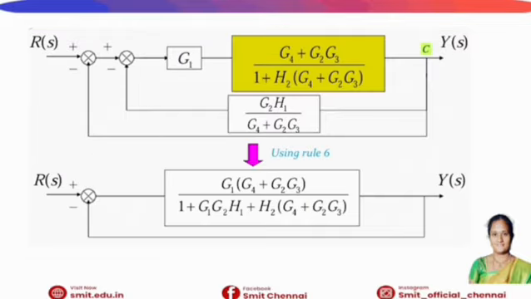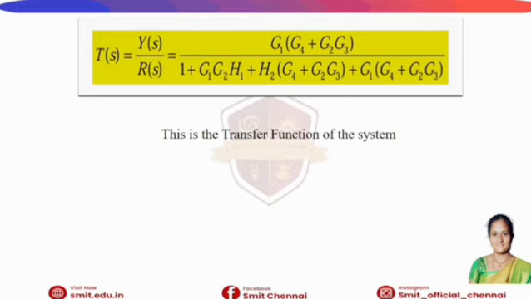So the overall transfer function of the system T of S equals Y of S divided by R of S, equal to G1 into (G4 plus G2 G3) divided by 1 plus G1 G2 (H1 plus H2) into (G4 plus G2 G3) plus G1 into (G4 plus G2 G3). This is the overall transfer function of the system.